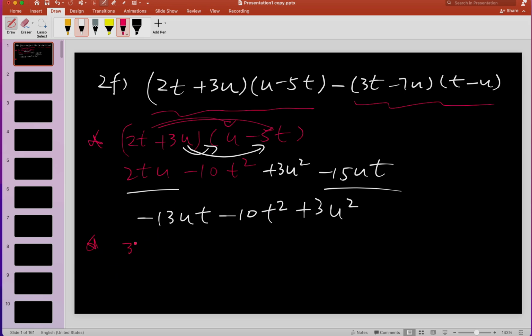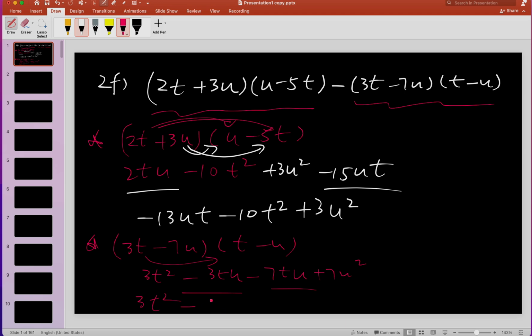So this is 3t minus 7u, then t minus u. So just do the same thing: 3t squared minus 3tu minus 7tu plus 7u squared. Okay, then of course underline similar terms, combine, so 3t squared minus 10tu plus 7u squared.